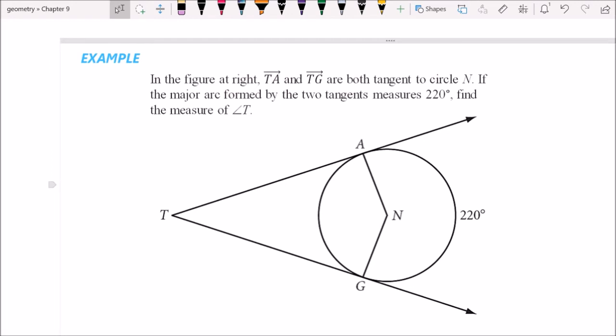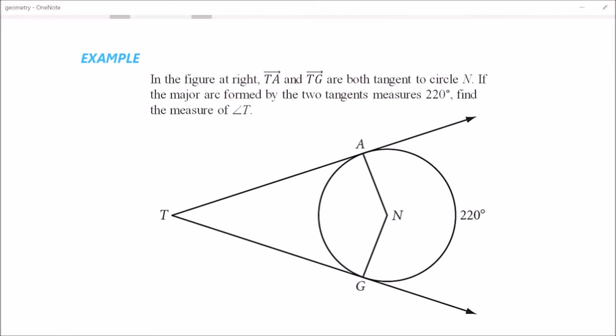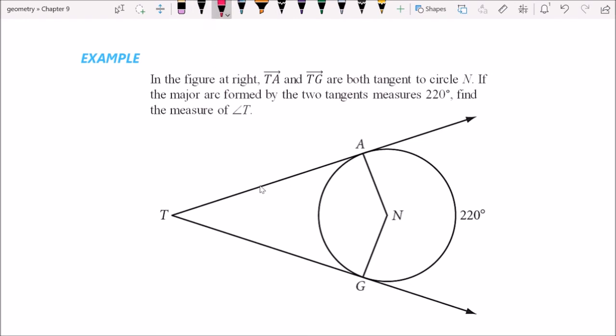All right. In the figure at the right, TA and TG are both tangents to circle N. Okay, I don't even know if it's going to be useful or not, y'all, but I'm going to make a real quick mark right here based on what we just learned. That means those two segments are the same. And maybe that's not useful, but at least it helps us to remember it. All right, let's keep reading.